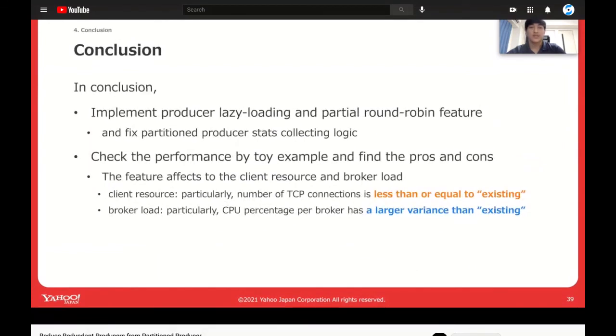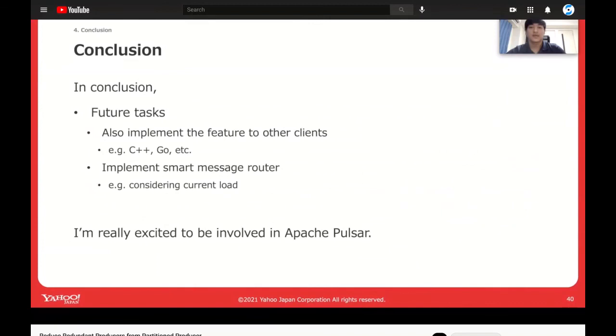In conclusion, I talked about the implementation of the producer lazy loading and partial round-robin feature and its performance through a toy example. The result suggests the feature affects client resources and broker load. One of the future tasks is to implement the feature for other clients, such as C++, Go, etc.